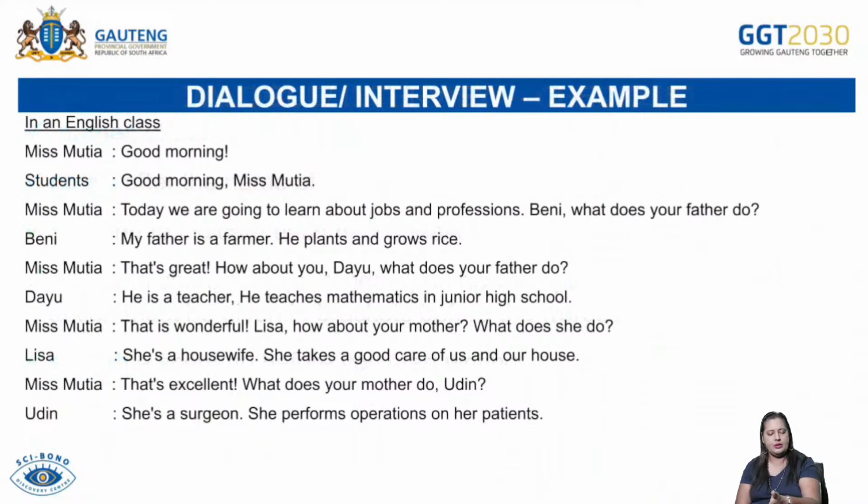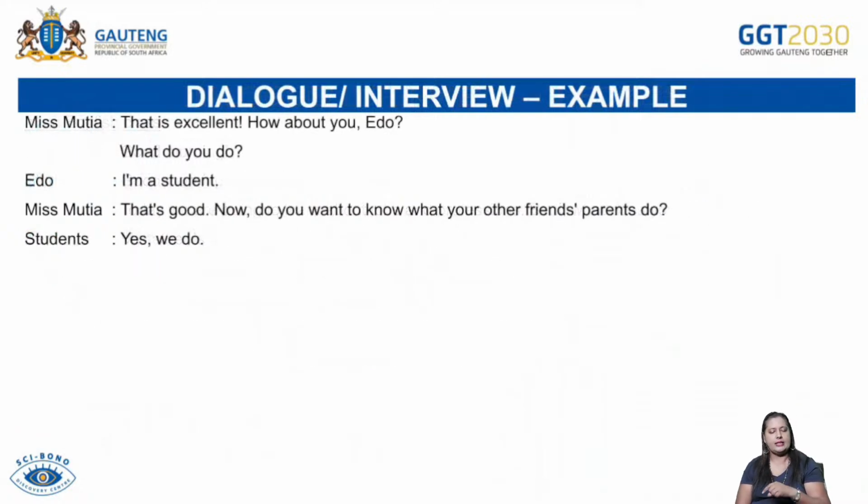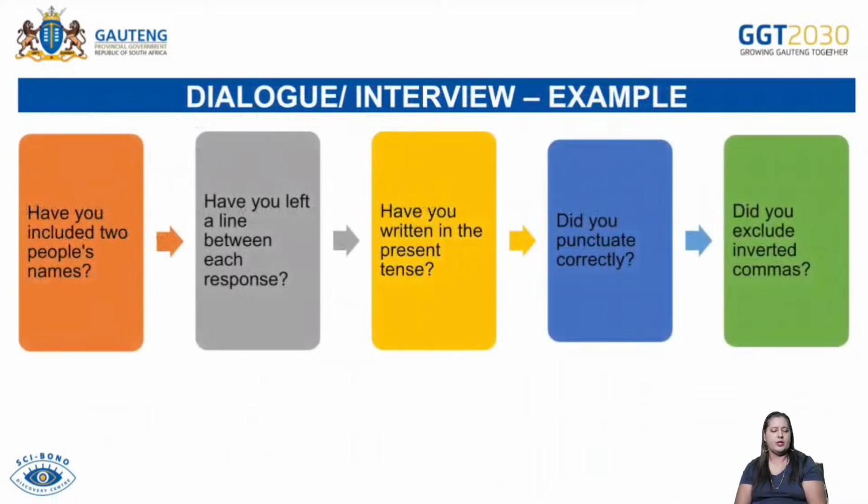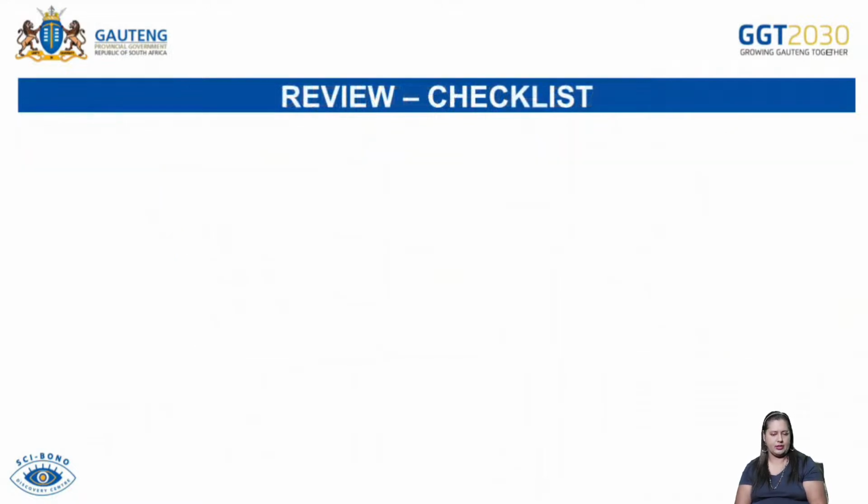So here's an example, but again, you can see it's got more than two characters, right? Because here's students, Benny, Dayu, Lisa, and Udain. So that is different characters, all right? But you would try again to only use two, please. So maybe ma'am and you are having a conversation in class and you're recording that conversation, right? And then notice the colon separating the idea that the person's speaking about. And then there's your checklist again given to you there. Please go back and review.